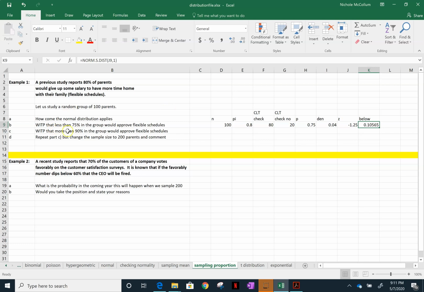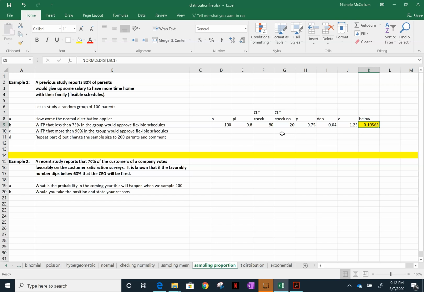And because this was less than, I know this is the answer I'm looking for. And so this is our first conclusion. What is the probability of less than 75%? There's a 10% chance that's going to happen. Given the national statistic is 80%, the odds of a group coming in and saying less than 75% is not likely.